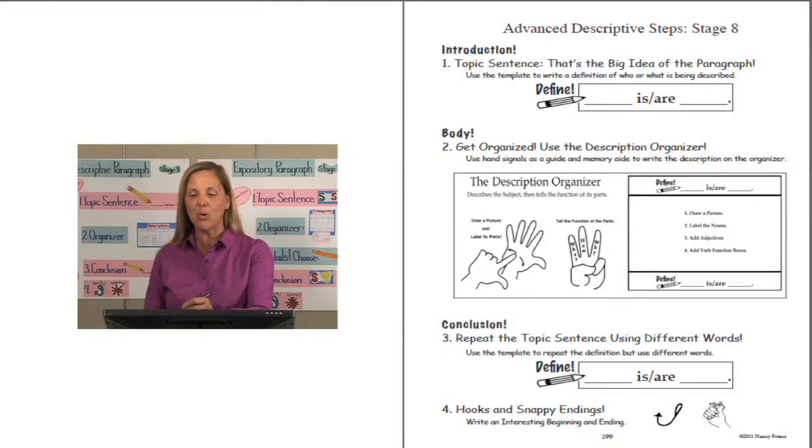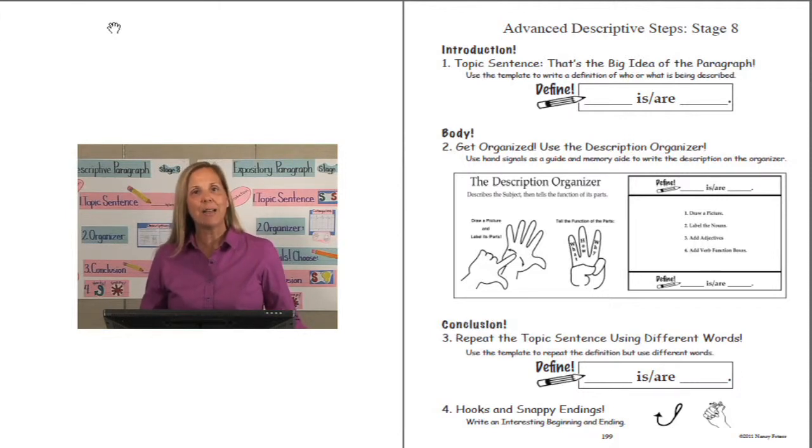Please go back to your Stage 8 Teacher at a Glance page. Take out an 8.5 by 11 blank piece of paper so that we can create our organizer on a blank sheet of paper. I always have my organizers on blank paper. You don't want to Xerox off things for children to fill in. Part of learning how to write is for you to take your ideas and learn how to organize them on a blank piece of paper.